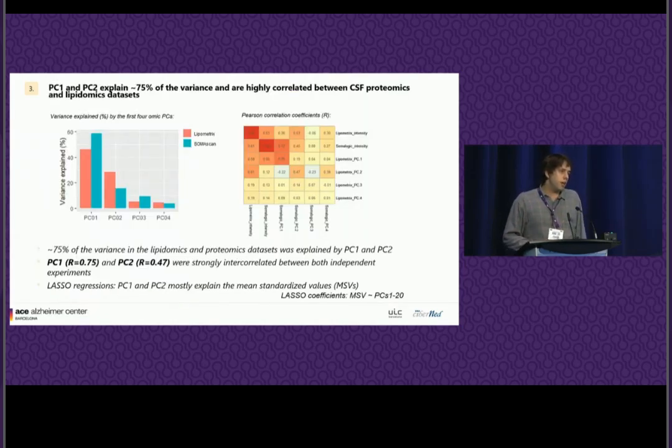So we performed a principal component analysis to disentangle this variability, and we found that just with the first 2 principal components, we can explain 75% of the variance in the proteome and the lipidome in each experiment. And as you can see, PC1 and PC2 were also quite consistent between both omics datasets. Also, we ran lasso regressions, and we found that these 2 PCs were also the best predictors of the global intensity signal we were quantifying in the previous step.